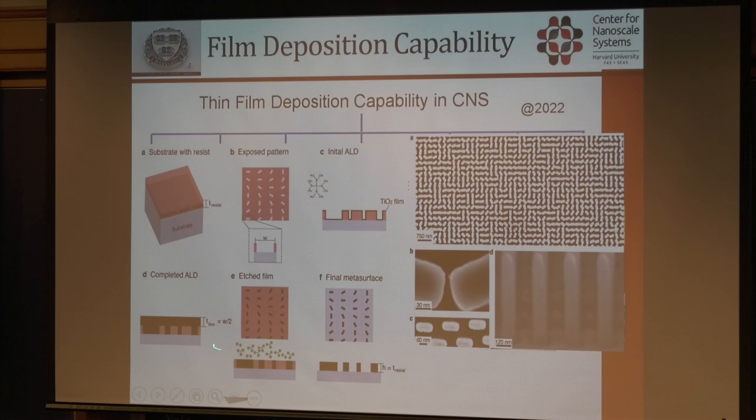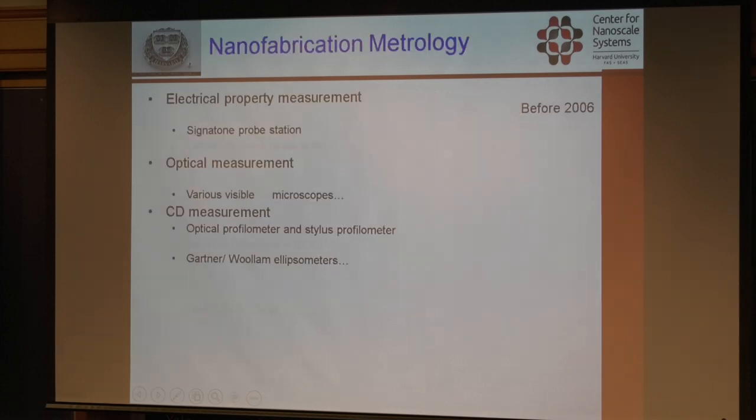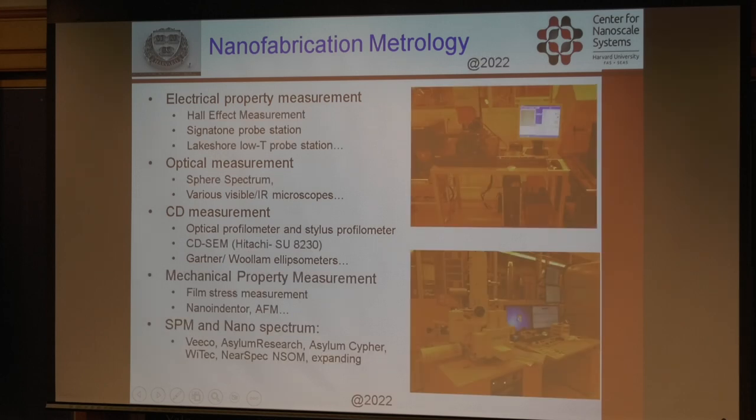And then partially the surface away, and then they make another thin metal lens. So metrology, okay, that's before 2006. You see what we have, very poor, right? So only probe station and very simple tools. Now we have a full bandwidth, right? So from the electrical property, the optical property, and the CD measurement, the mechanical, and the SPM, and the nanospectrum.